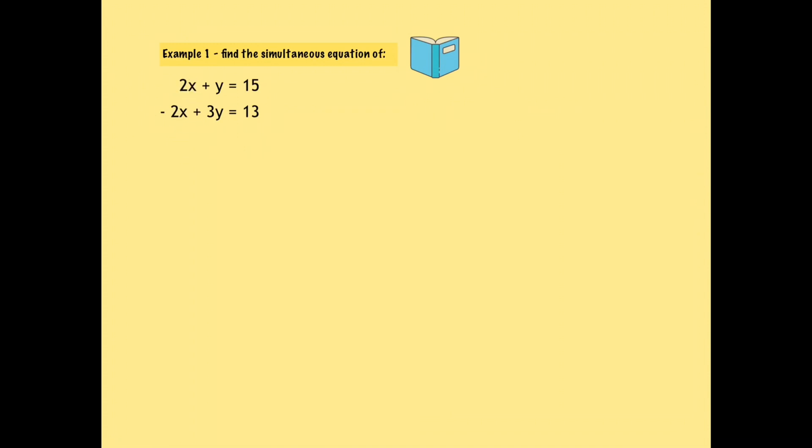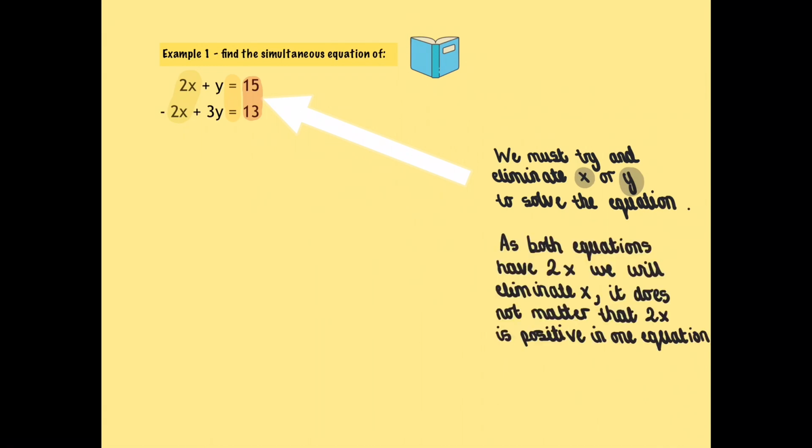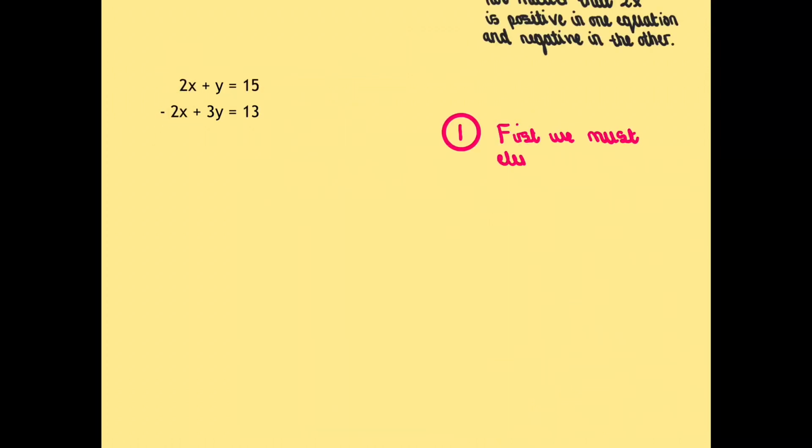So you'll notice there's a 2x and a minus 2x in this question. And then you'll notice the equal signs, which show that the answers to the individual equations are 15 and 13. We must try and eliminate x or y to solve the equation. As both equations have 2x, we will eliminate x. It does not matter that 2x is positive in one equation and negative in the other. For our first step, we have to eliminate x to leave us with y. This is because x is the easiest to eliminate.